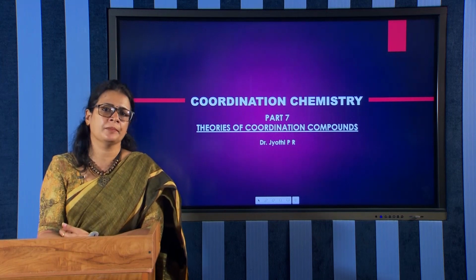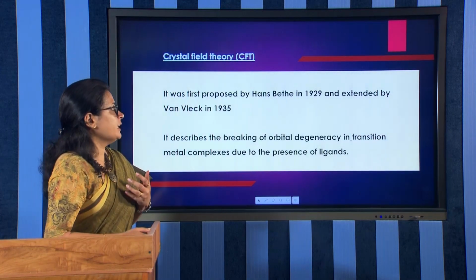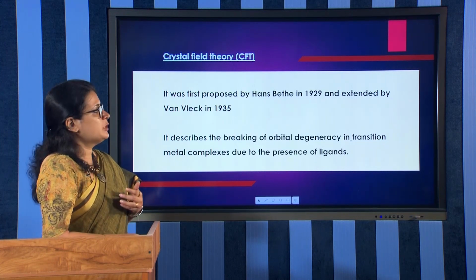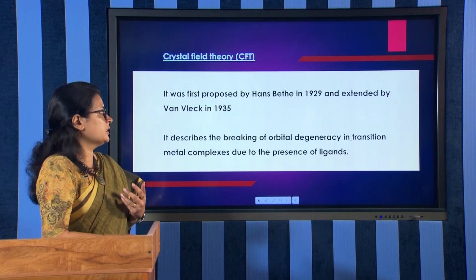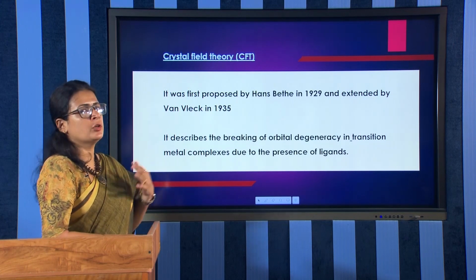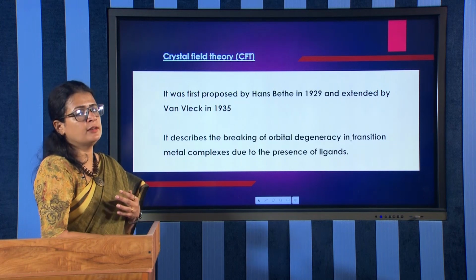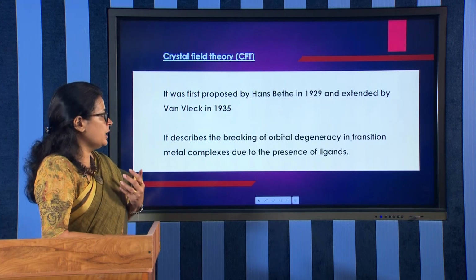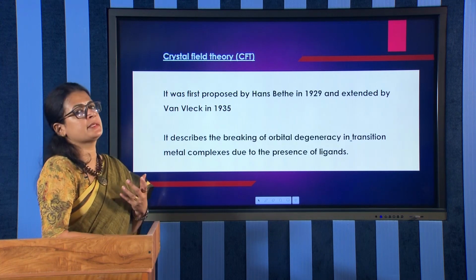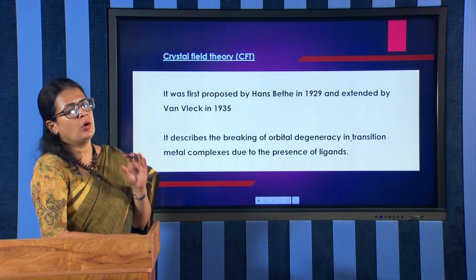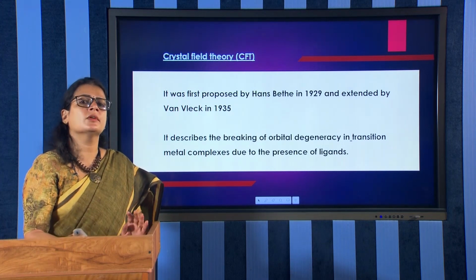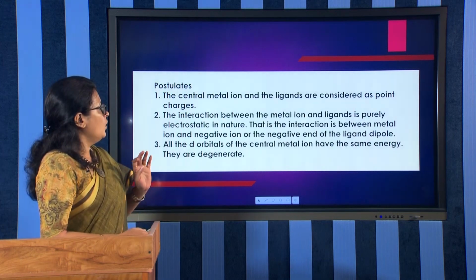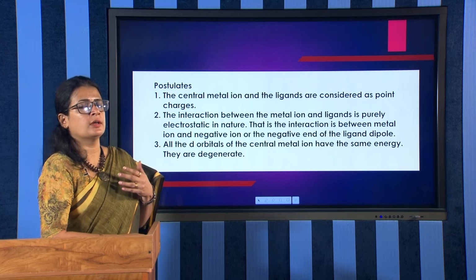crystal field theory. So, crystal field theory was first proposed by Hans Bethe in 1929 and it was extended by Van Vleck in 1935. These two scientists altogether proposed the crystal field theory. It describes the breaking of orbital degeneracy in transition metal complexes due to the presence of ligands. This theory is all about the breaking of the degeneracy of the d orbitals by the presence of the ligands. Now we have several postulates for crystal field theory.